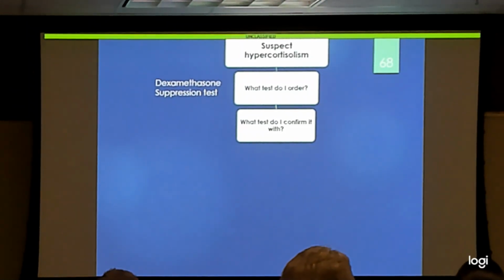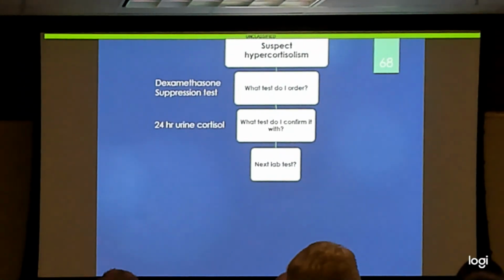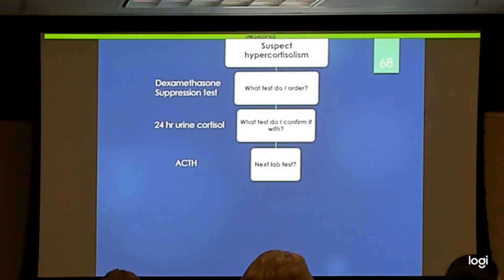And then what other test am I going to do at the same time? ACTH, exactly, because that's going to help you figure out where it is coming from. So 24-hour urine free cortisol, next lab test, we got ACTH, good job. So we know the initial test you have to do, the follow-up confirmatory test is the free cortisol, and then the next lab test is the ACTH. You can order them at the same time, I don't care. But remember, the 24-hour urine test is a beast you have to do.